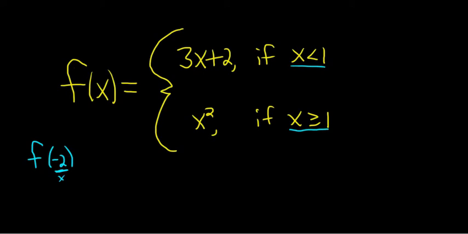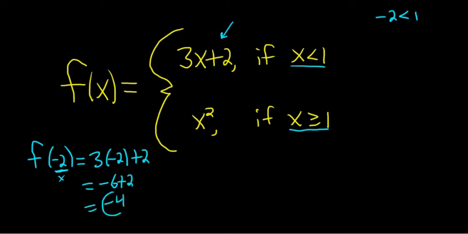So you just look at each condition. So -2 is less than 1, because that's our x. That's true. So we use this top piece here, 3x plus 2. So we just replace the x with -2. So 3 times -2 plus 2. So that's -6 plus 2. So that's -4. That's the answer.